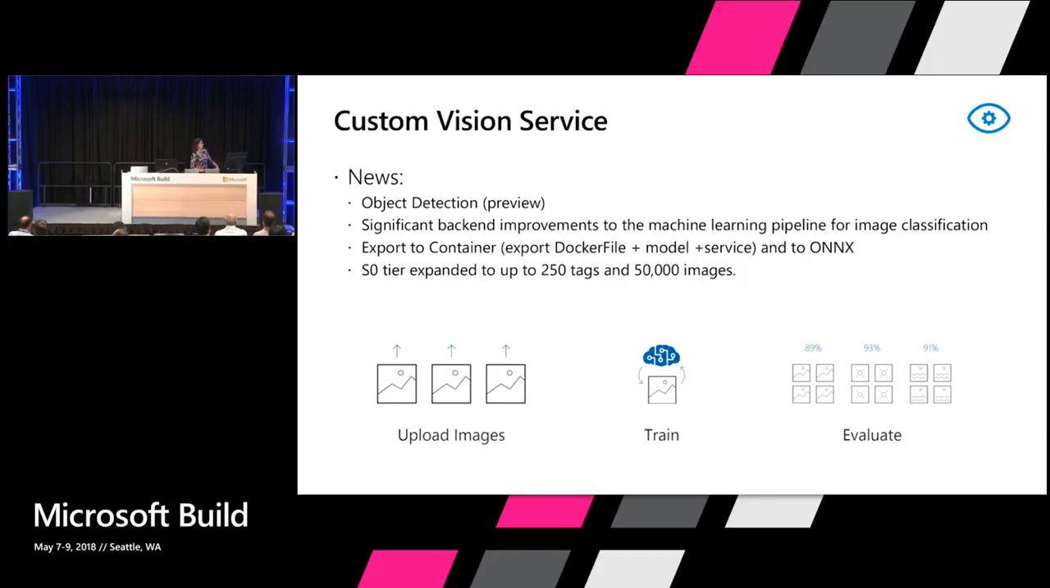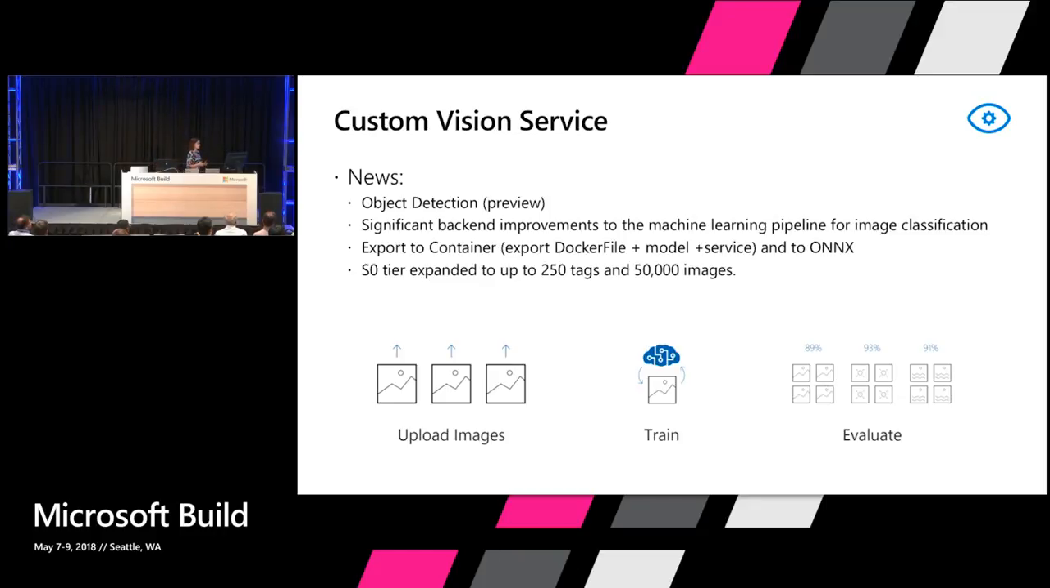But there's a bunch of new stuff for Custom Vision Service here. One big feature is object detection. Previously you could build classifiers, now you can build detectors. Two, there have been substantial back-end improvements to the machine learning pipeline for classification. So if you've previously trained a classifier and you were good but could do a little better, retrain.